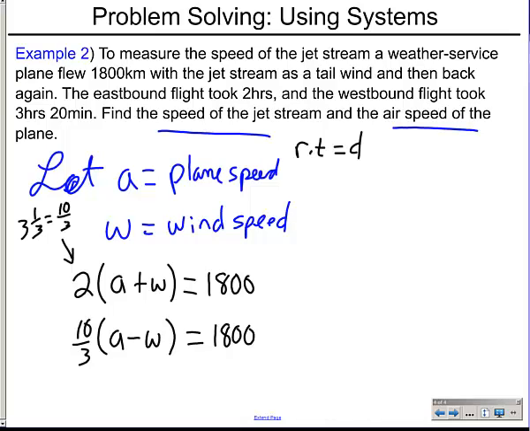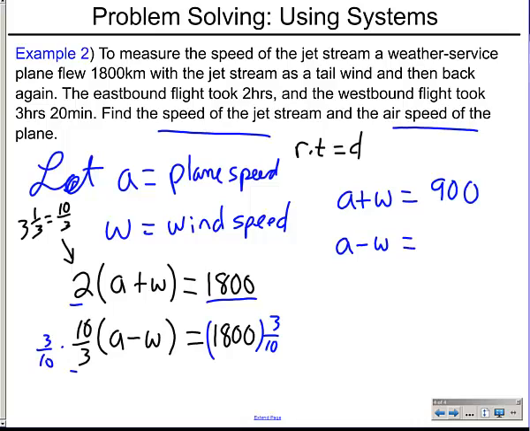Now the first thing I'm going to do is eliminate the 2 and the 10/3. So I'm going to divide both sides by 2 on the top one, so I will have A plus W equals, when I divide this one by 2, 900. So now I've cleared out my parentheses. On this bottom one, I'm going to multiply by the reciprocal, which is 3/10, times this one by 3/10 also. And we will end up with A minus W equal to 540.